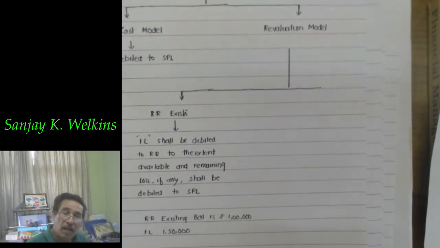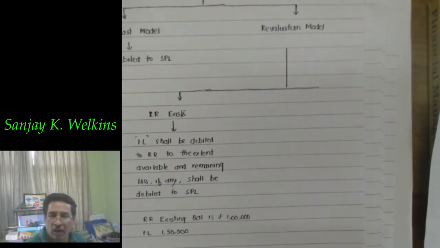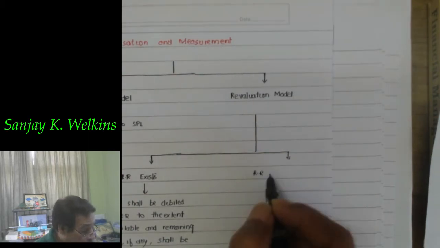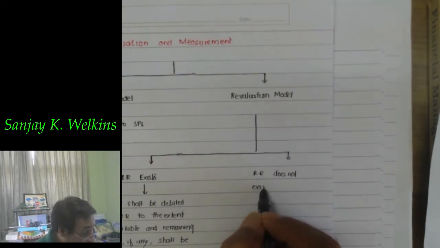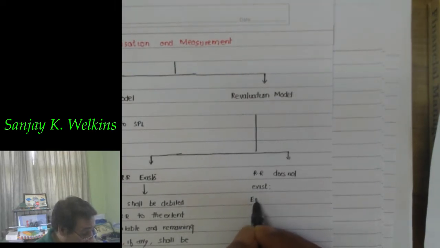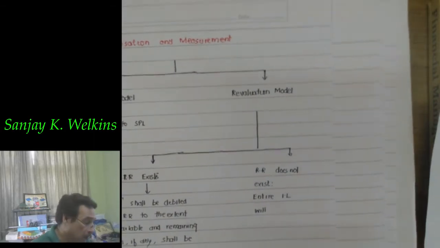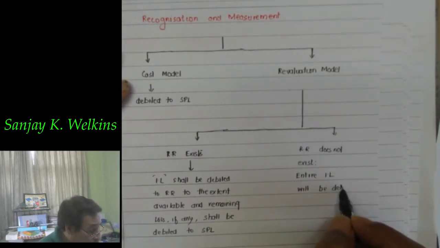However, there is also a possibility that the entity is following the revaluation method and there is no existing balance. If there is no existing balance in revaluation reserve, then you have only one alternative: the entire loss will have to be debited to statement of P&L. So if revaluation reserve does not exist, in that case, the entire impairment loss will be debited to statement of P&L.